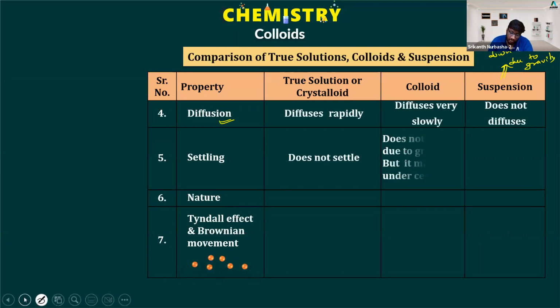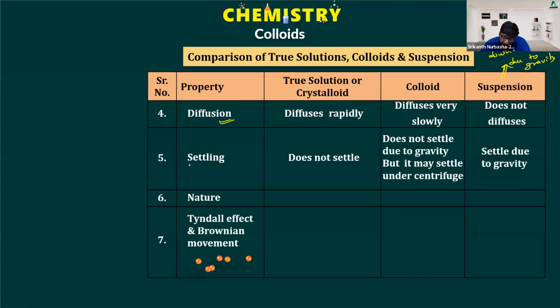So if you go with settling, true solution does not settle. Colloidal solution, they will not settle due to gravity, but it may settle under centrifuge. Centrifuge means there is a particular device where you can keep the colloidal solution and it will be rotating with very high RPM, like 1500 to 2000 RPM. Because of that very high rotation, the particles can settle down. Suspension can settle down due to gravity.